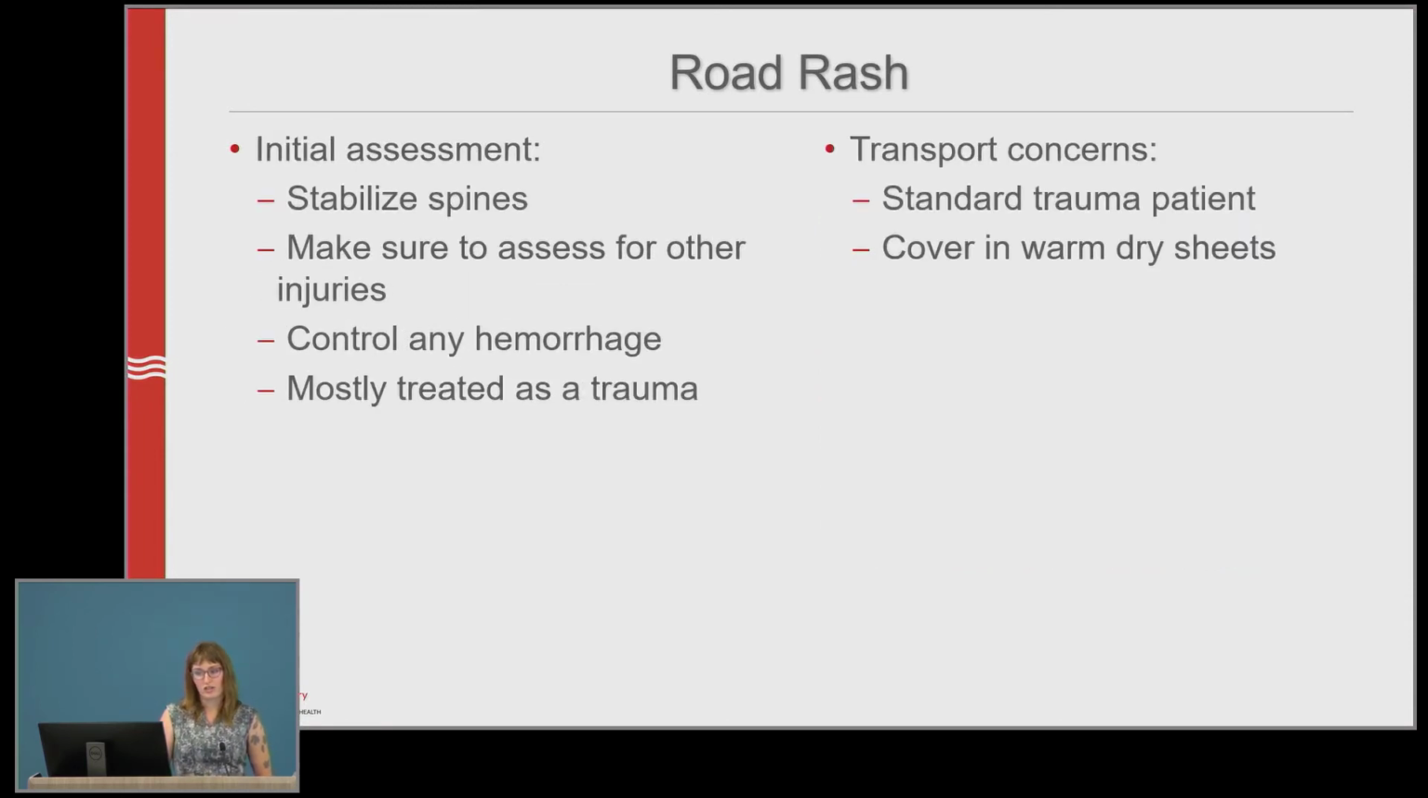So in your initial assessment, you're going to want to stabilize their spines, go through your standard ABCDE approach for trauma, and make sure that you're assessing them for other injuries. Control any hemorrhage, and like I said, mostly treat like a trauma. You're going to want to make sure that you cover them in warm, dry sheets. All of that road rash will weep, but it's not going to cause huge hemodynamic shifts in that acute period. So you can just get them covered and warm, and then otherwise assess them like you would any other major trauma patient.